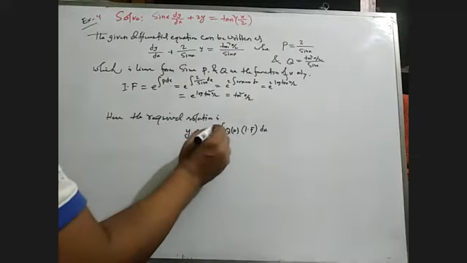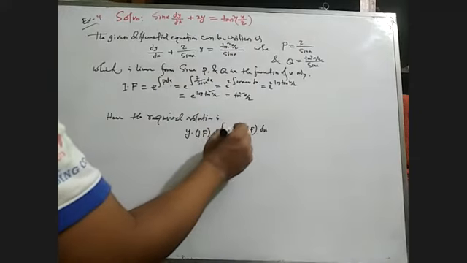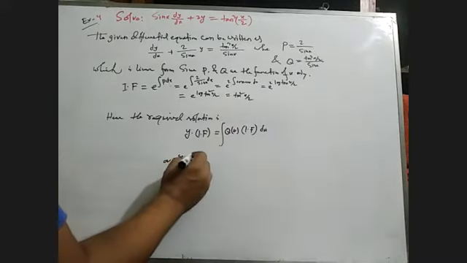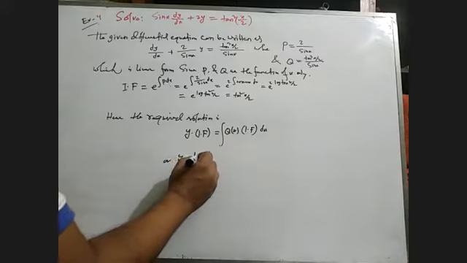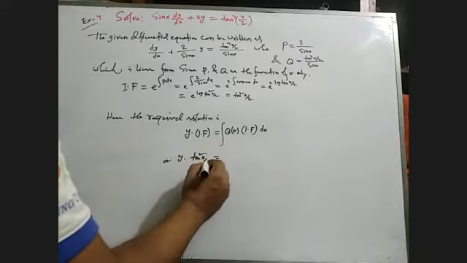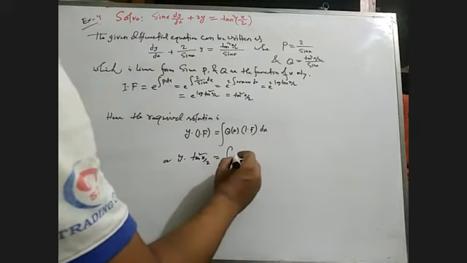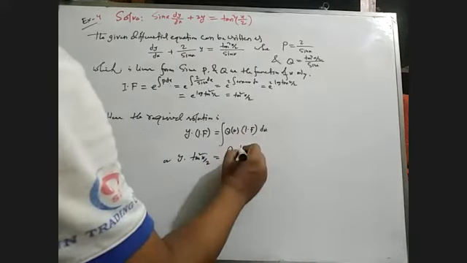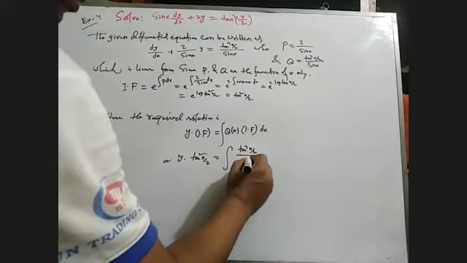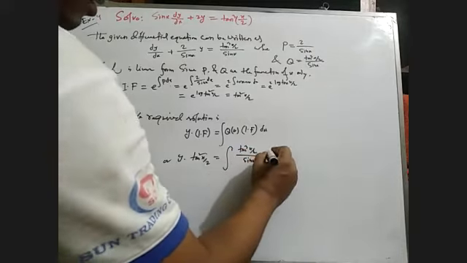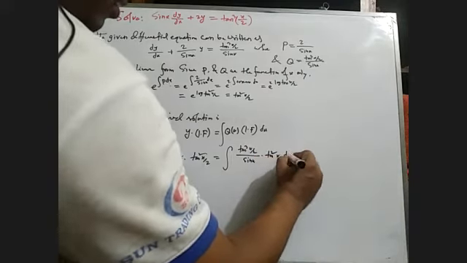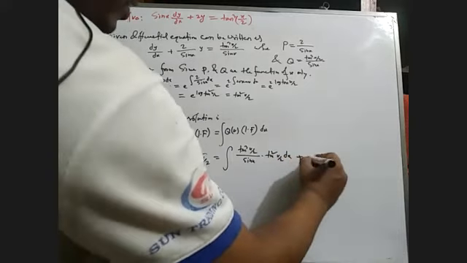y into the integrating factor equals the integration of q of x and the integrating factor with respect to x. So what will the integrating factor be? Tan square x by 2. And q of x will be tan cube x by 2 divided by sin x. The integrating factor is tan square x by 2, dx, plus c.